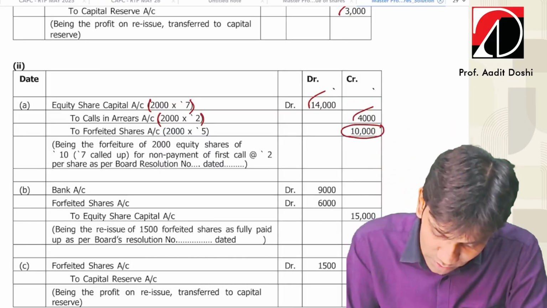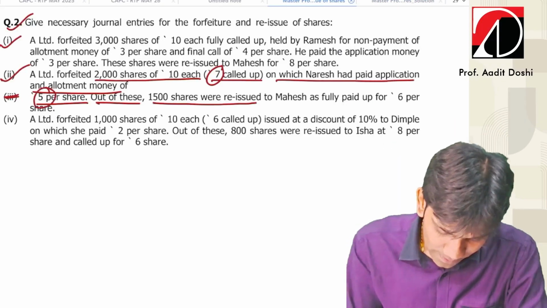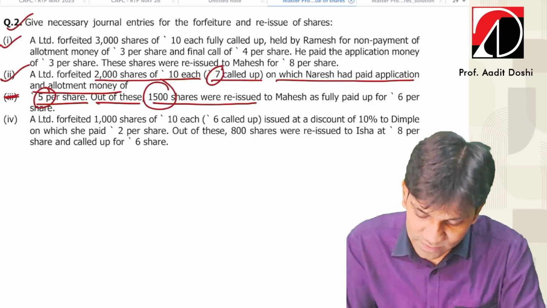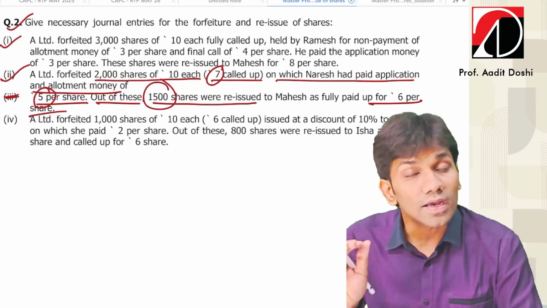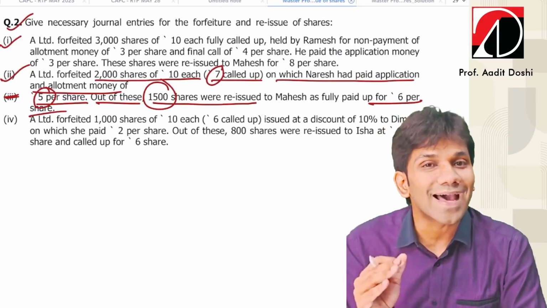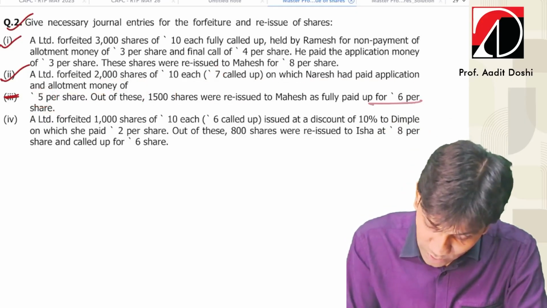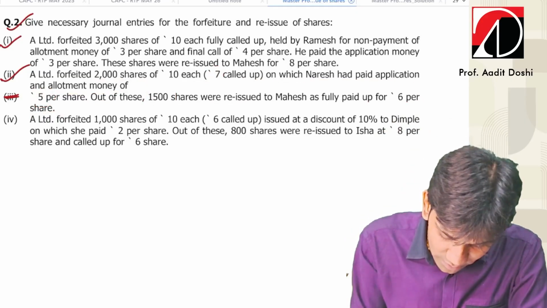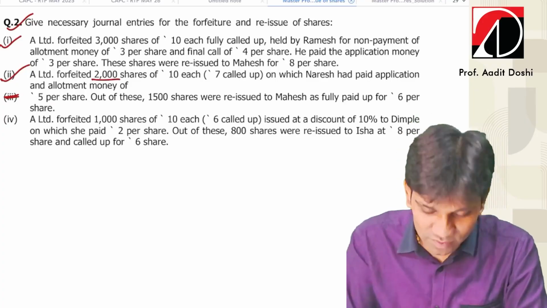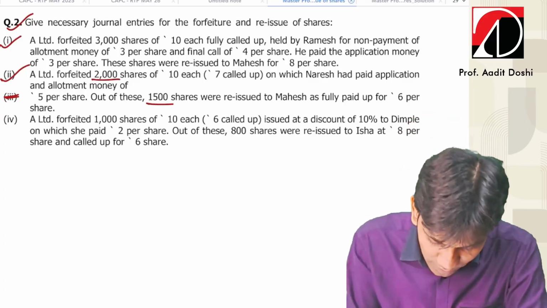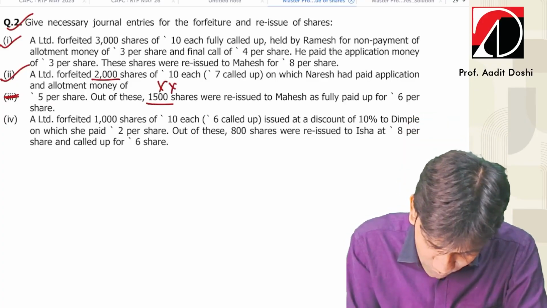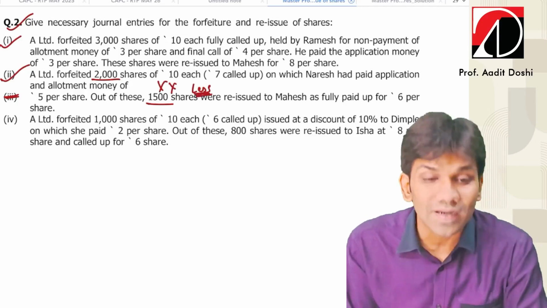Now, 2,000 shares forfeited. How many shares were issued? 1,500 shares were issued at 6 per share. So again, these shares are reissued at discount. But what is the new part in this calculation? How many shares did he forfeit? 2,000. Are the same number of shares issued, or fewer? The answer is no, fewer shares are issued, less number of shares.